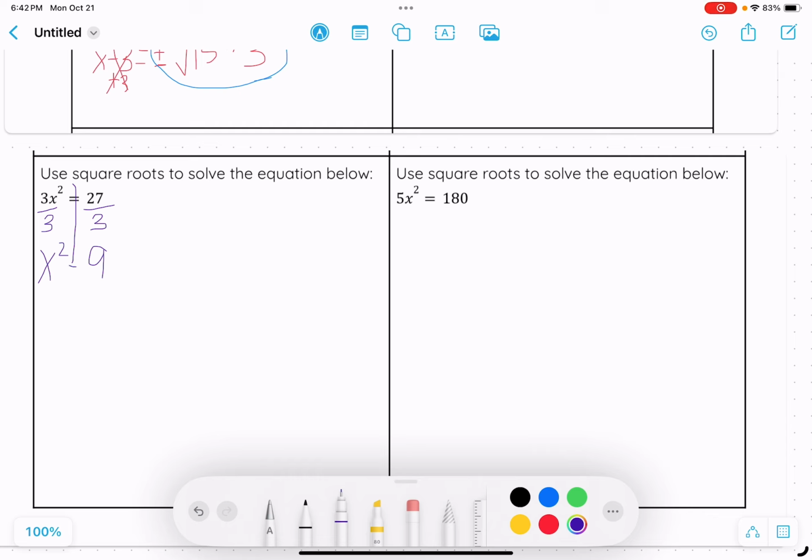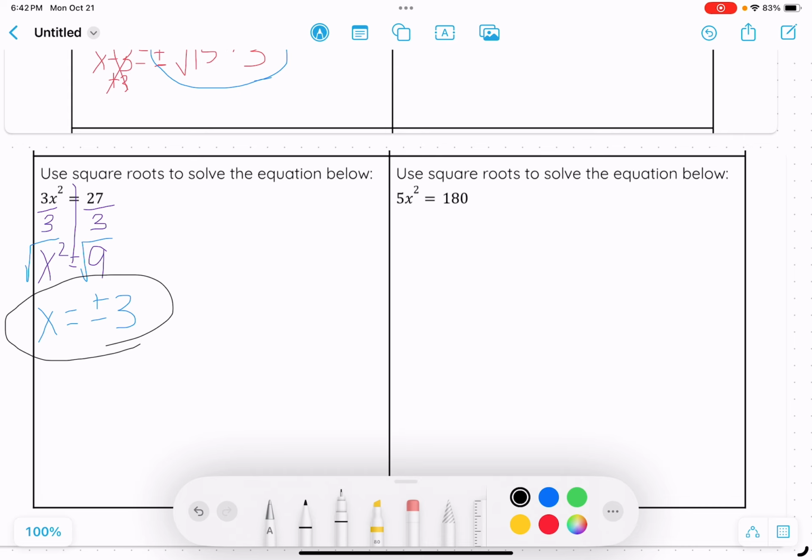So we got x squared is equal to 9. So now we can go in and we can take the square root of both sides, and we're gonna get x over here. The square root of 9 is plus or minus 3. And there we go. That's all we needed to do for that one. We're done.